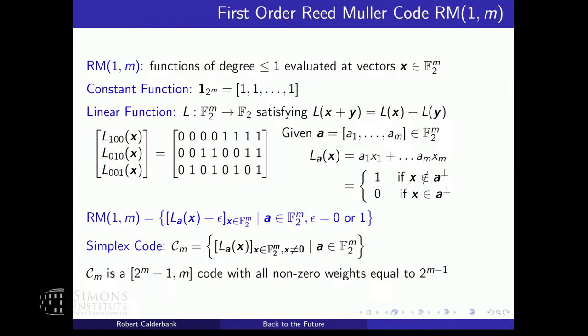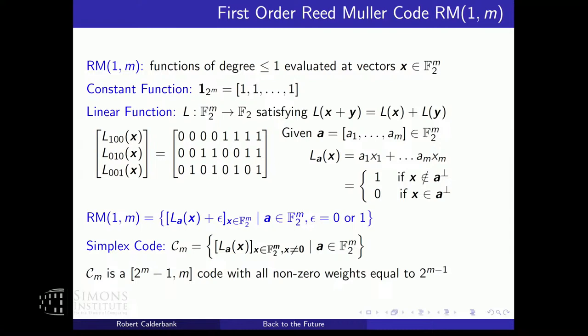So let me remind you about Reed Muller codes. Reed Muller codes are functions of degree less than or equal to 1 on binary strings of length m. There's the constant function. There are these linear functions. The first order Reed Muller code is linear functions plus the constant. The simplex code is the linear code consisting of all of the linear functions. Let's get rid of the zero coordinate. It's got length 2 to the m minus 1, dimension m. All the non-zero weights are equal to 2 to the m minus 1. That's the size of the complement of a hyperplane.